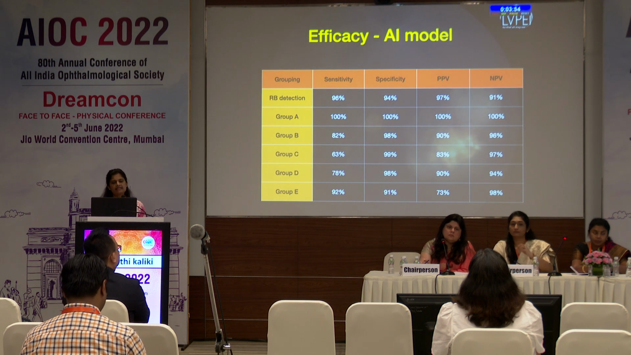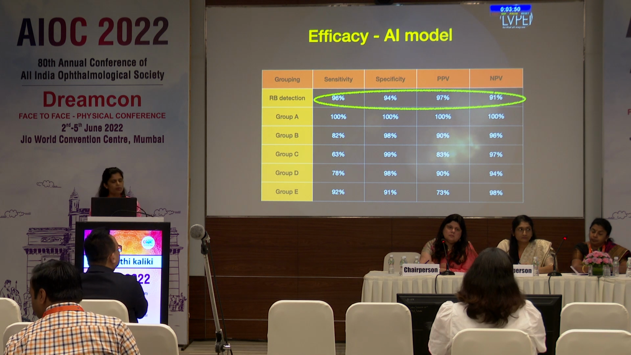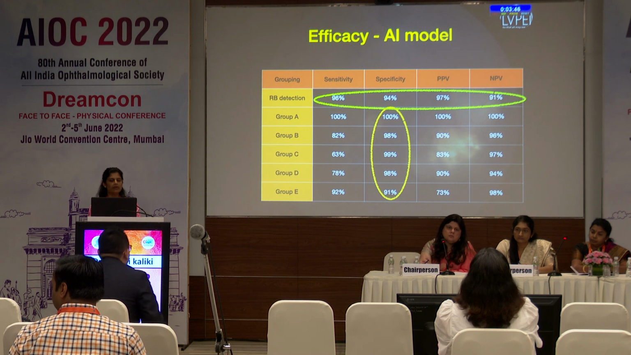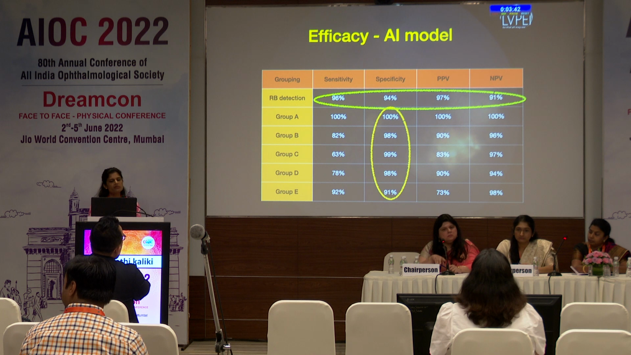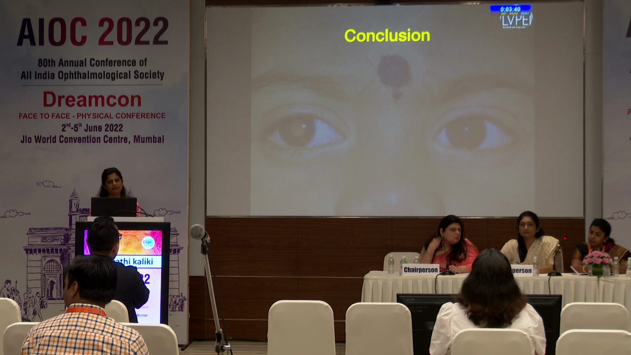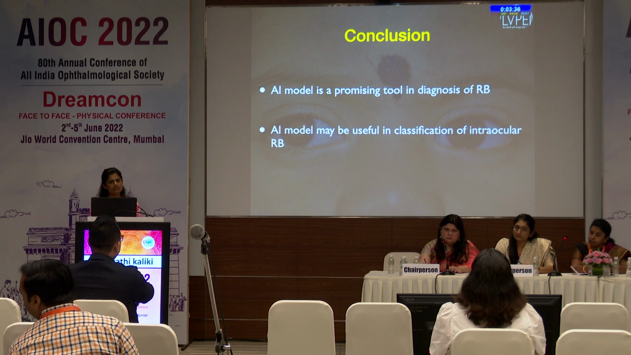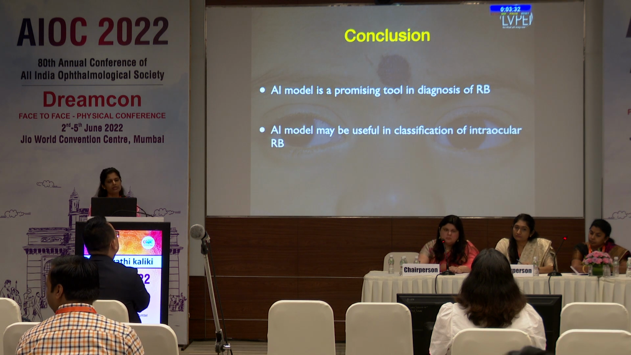If we look at the sensitivity and specificity, it was very good for detection of retinoblastoma. The specificity was good for grouping from group A to E. However, the sensitivity was variable from 63% to 100%. The conclusion is that the AI model is a promising tool for diagnosis of retinoblastoma. It may be useful in classification of intraocular RB as well.